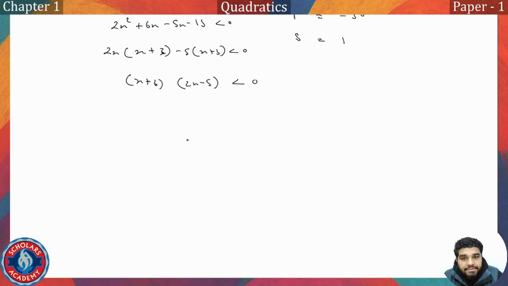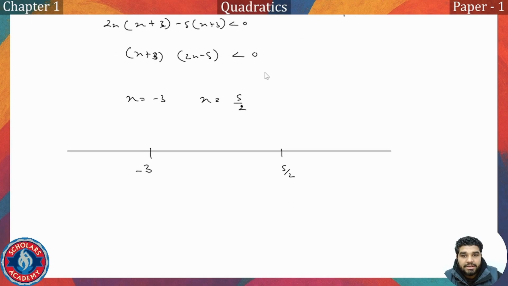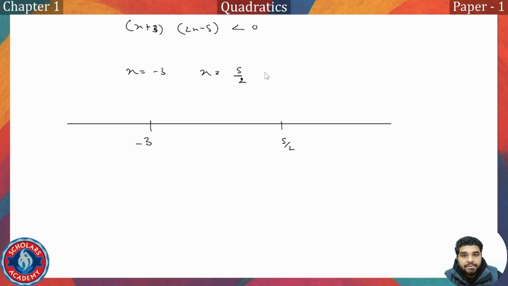Now, if 3 and negative 5 are factors, what we get, the zeros for this quadratic equation are x is equal to negative 3 and x is equal to 5 by 2. So the real line is getting divided into three parts. x is equal to negative 3 and 5 by 2. So we get three intervals. We'll check for each one by one, and we'll see which interval satisfies this inequality.